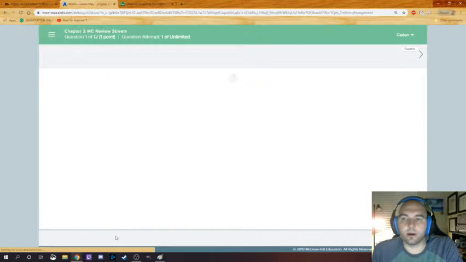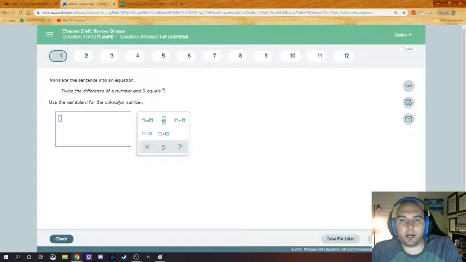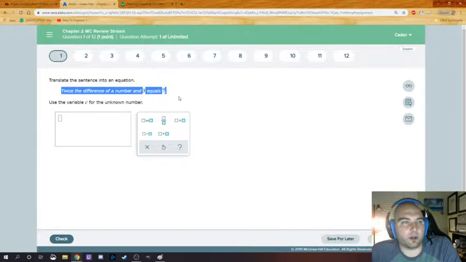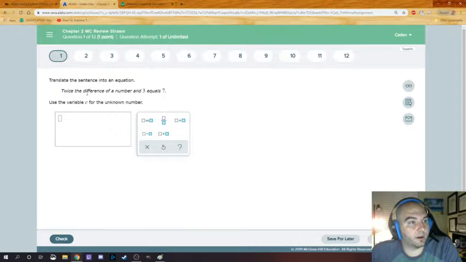On these first 2, there's really not a method. You don't have to write down work. You just have to figure out what this sentence is as an equation. Twice the difference of a number and 3 equals 7. There's a lot going on here. We've got twice, we've got the difference, we've got an unknown number that they want us to call c, we've got 3, and it equals 7.